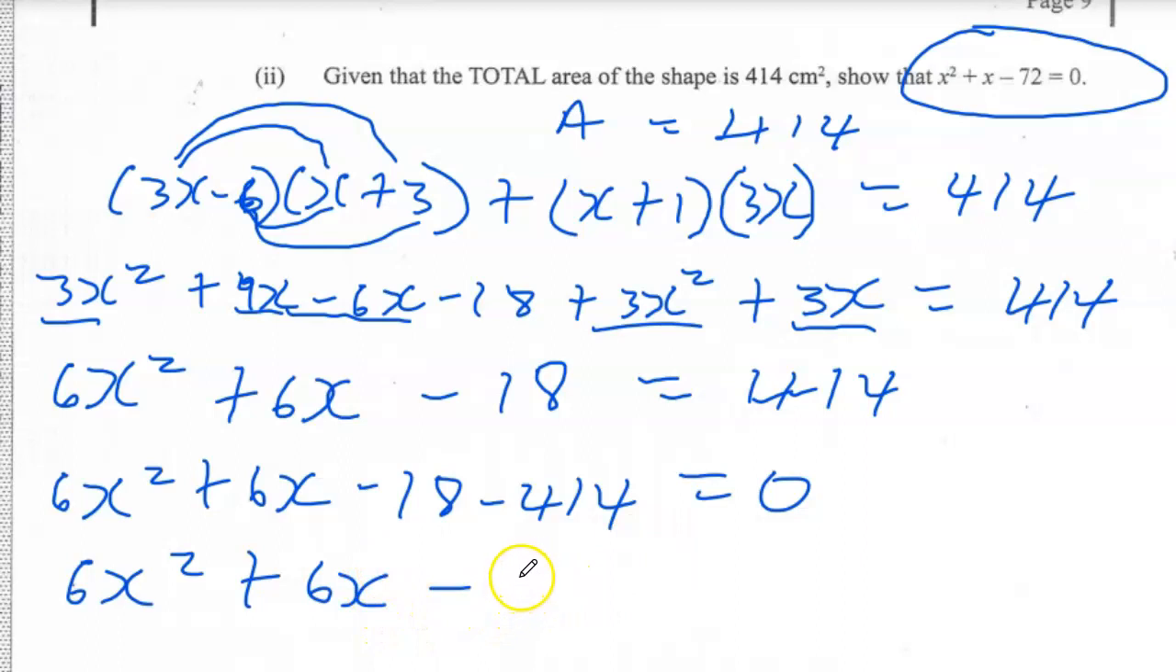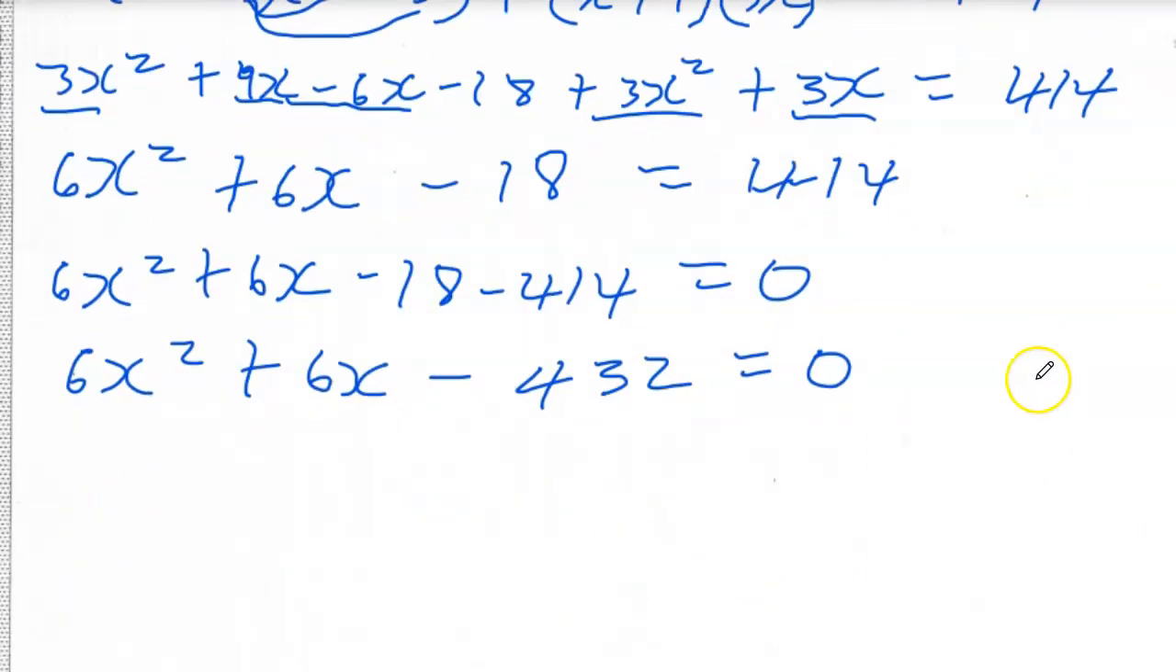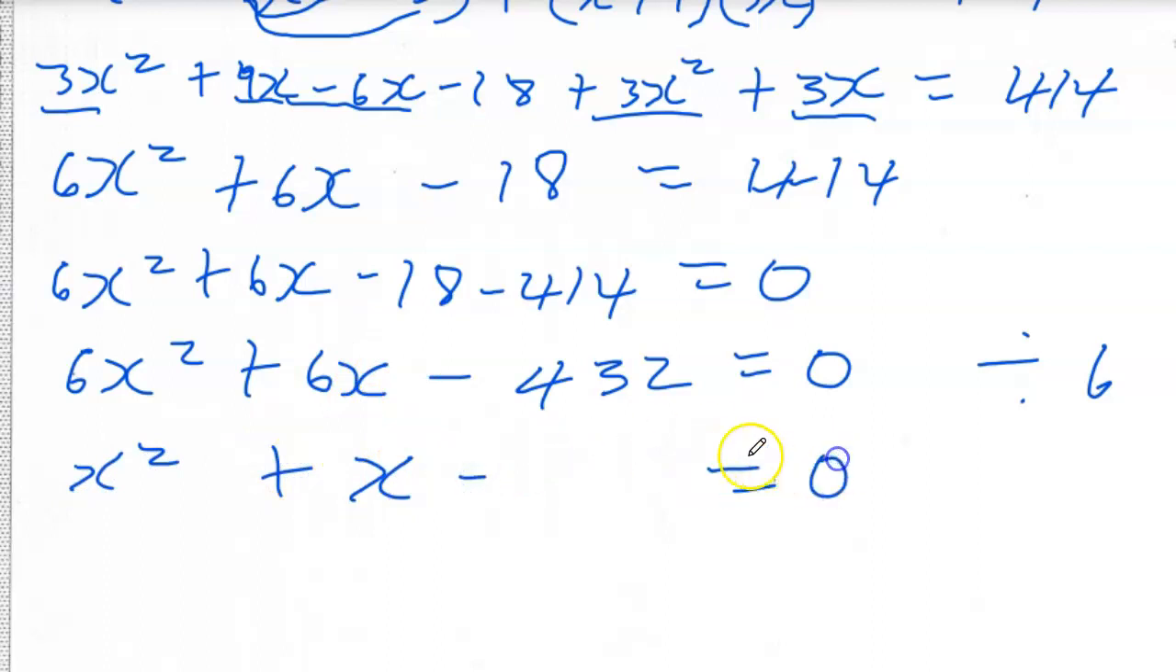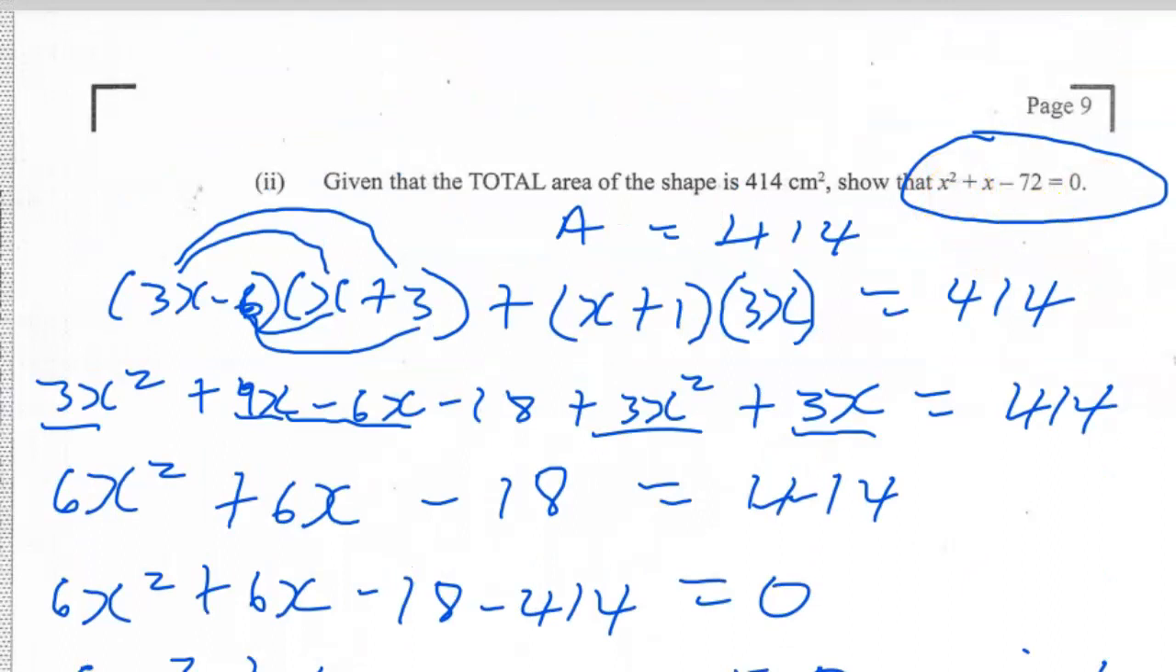That's equal to minus 432 equal to 0. And of course, to simplify, we can divide each term by 6. So 6x squared divided by 6, that's x squared. 6x divided by 6, that's just x. And minus 432 divided by 6, we should end up with minus 72. 0 divided by 6 is 0. So we actually prove what we're asked to prove. We should end up with x squared plus x minus 72.